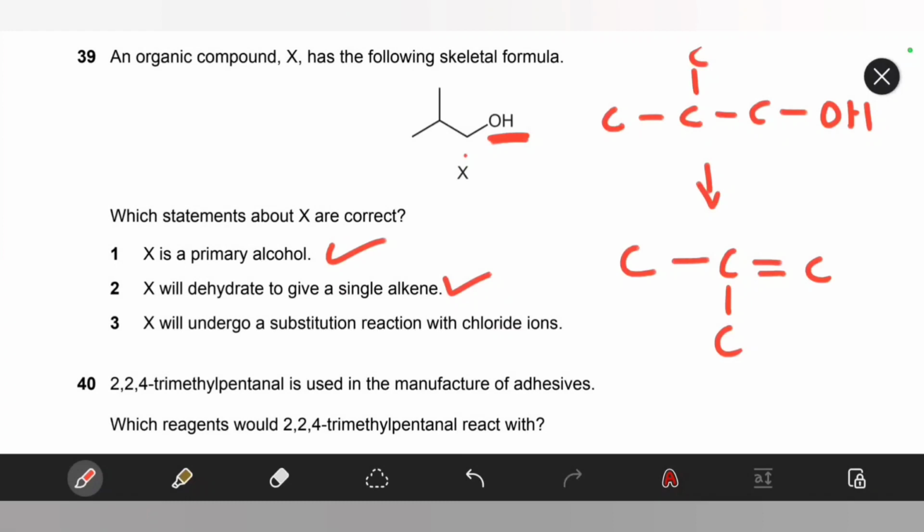X will undergo a substitution reaction with chloride ions. That is true, because it is going to undergo substitution. Why substitution? Because since there are only single bonds, it can only undergo substitution. And haloalkanes do form from primary alcohols, the preparation of haloalkanes is done. So this is right.